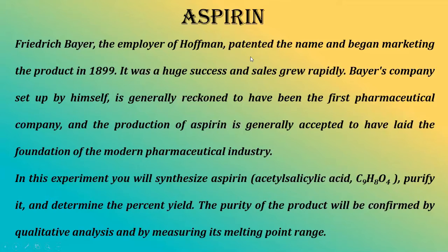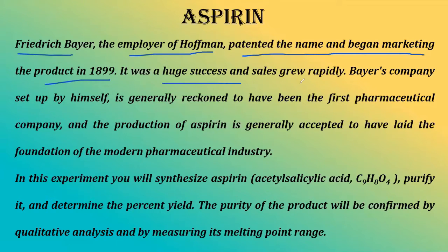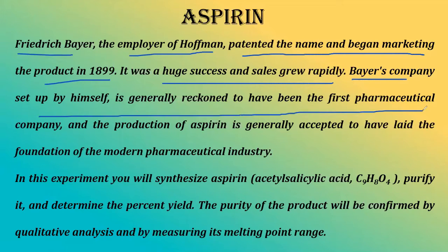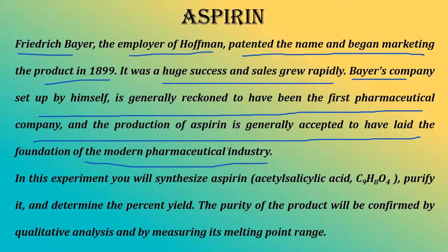Now, Friedrich Bayer, the employer of Hoffmann, patented the name and began marketing the product in 1899. It was a huge success. Sales grew rapidly. Bayer's company, set up by himself, is generally the first pharmaceutical company for the production of aspirin, and the modern pharmaceutical industry was founded since then.